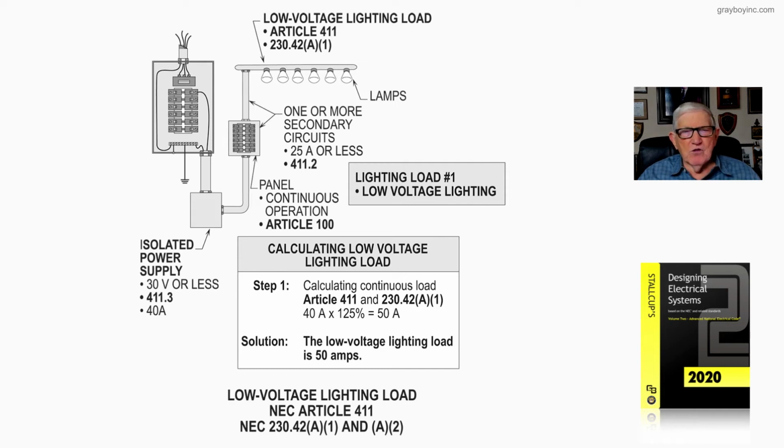But notice the transformer is 30 volts or less. That's the output in accordance with 411.3. And notice it's a 40 amp rating. So since it could be used continuous and it's not listed for continuous, we take 125% of 40 amps in step one in calculating the low voltage lighting load, 50 amps. So in the solution, the low voltage lighting load to be tacked on to sizing the service conductors would be 50 amps.